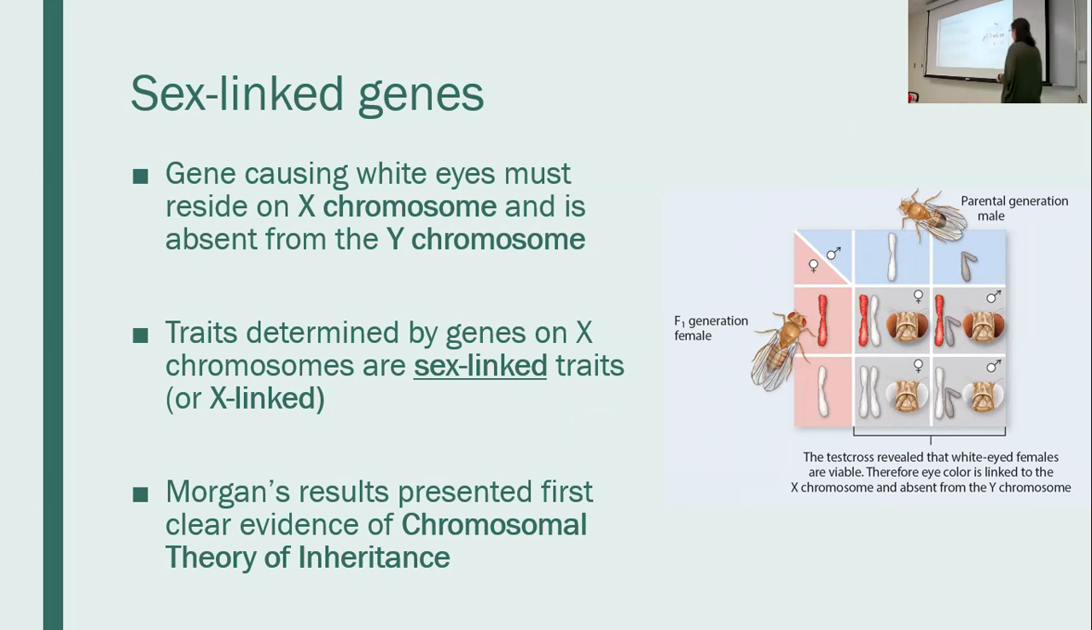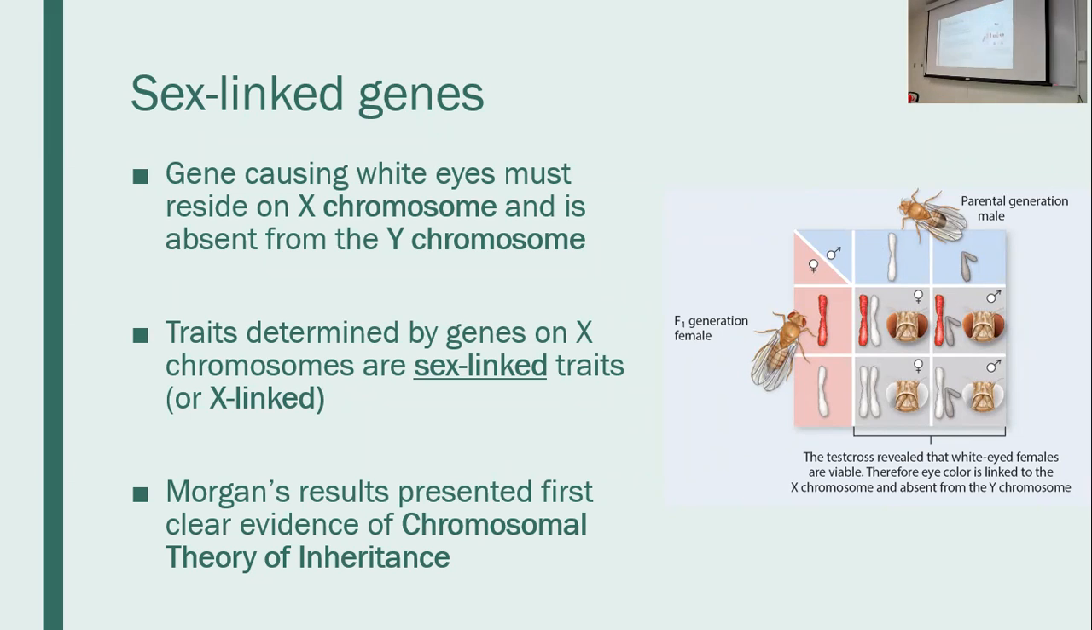Morgan determined that the gene causing white eyes must reside on the X chromosome and is absent from the Y chromosome. This is where your sex chromosomes are different from all your other chromosome pairs. They don't match. So the gene for eye color is on the X chromosome. Traits determined by genes on the X chromosome are sex-linked, or sometimes we just say X-linked.